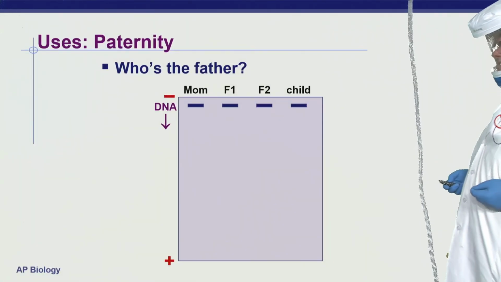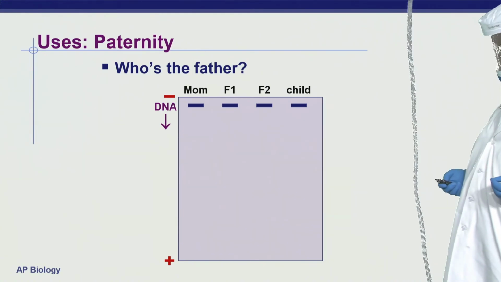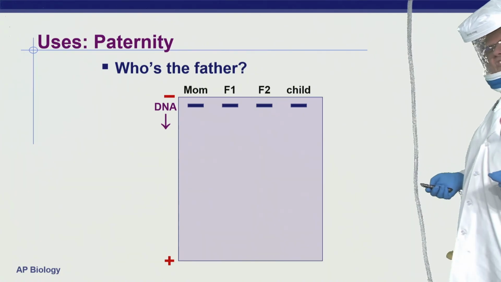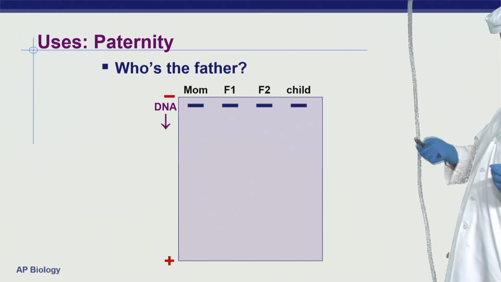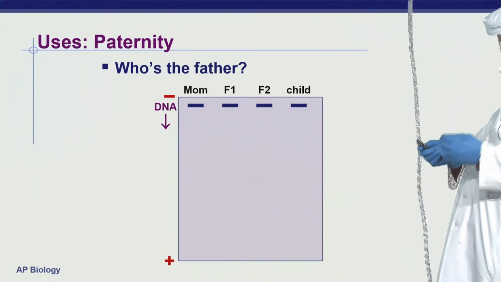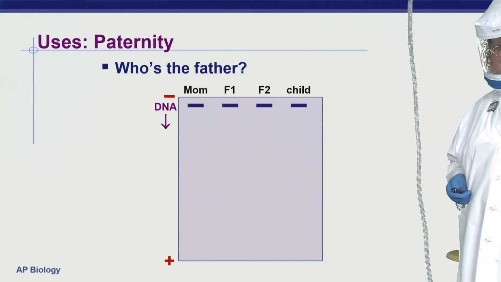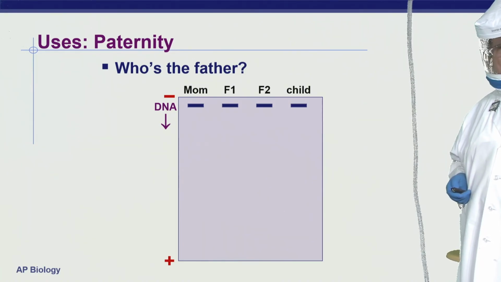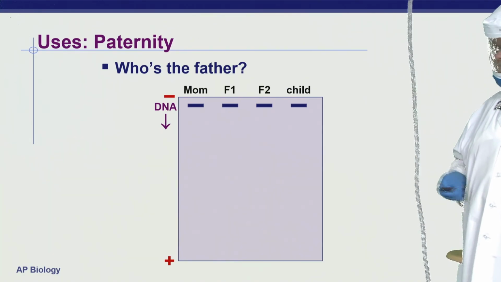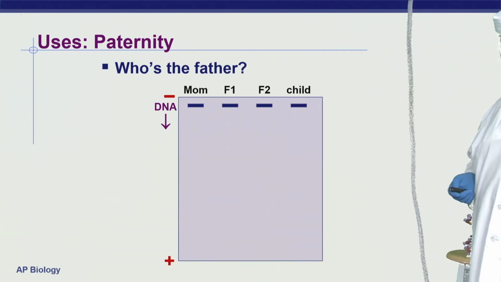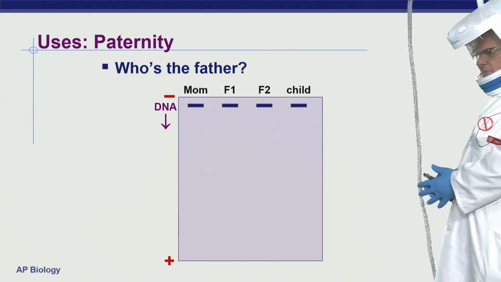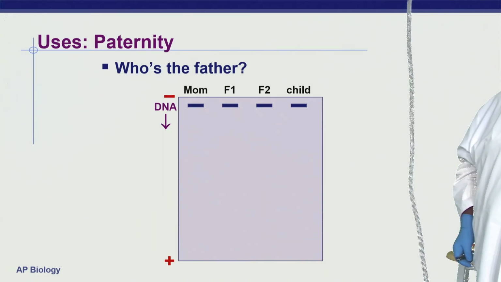Used in paternity. So you have a mom, you have a suspected father, in this case two different suspected fathers, and you have a child's DNA. Is the child's DNA going to be the same as the mom's? Someone take a guess. No. Sure, it's not going to be, because the child got half of its genes from the mom and half from the father. Now, there's an exception to that.